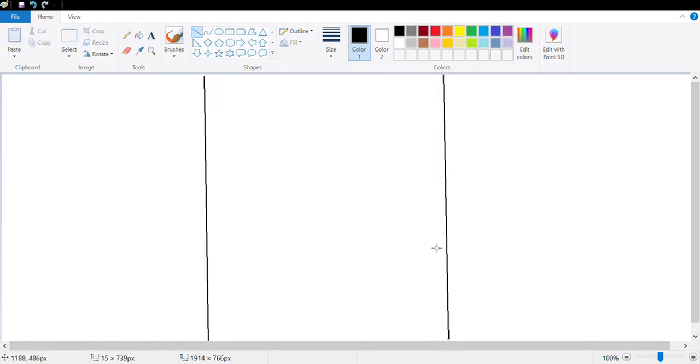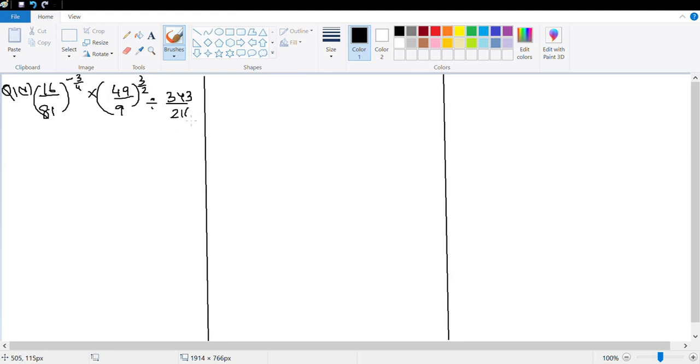So let's write the question. Question 1 part 5 is (16/81) to the power negative 3/4, multiplied with (49/9) to the power 3/2, divided by (343/216) to the power 2/3. So let's try and convert everything into a common base.